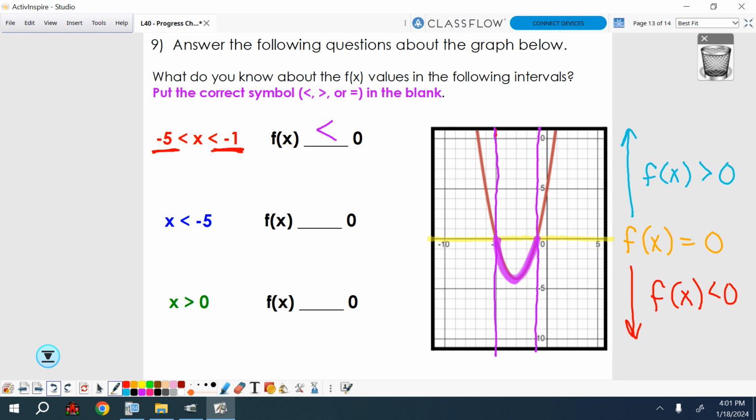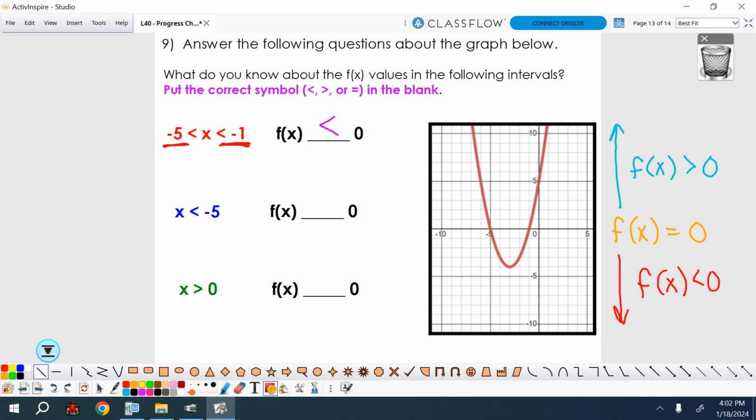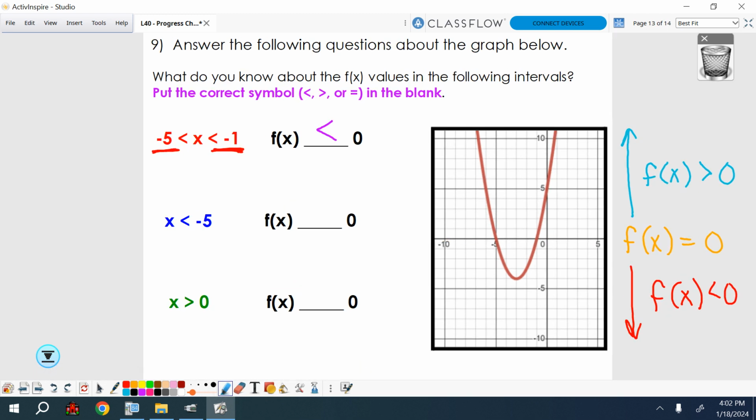Okay, I'm going to clean this up a little bit because this will be easier to do if we look at it new each time. Okay, so again, we're looking at this line where f of x is 0. I want to know when x is less than -5. So now here's my -5, and I want to know everything less than -5.